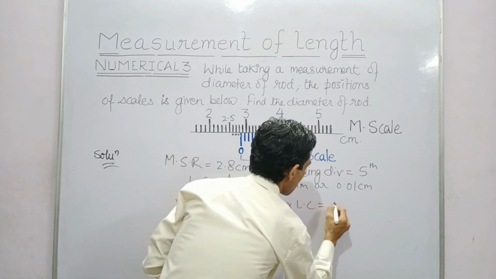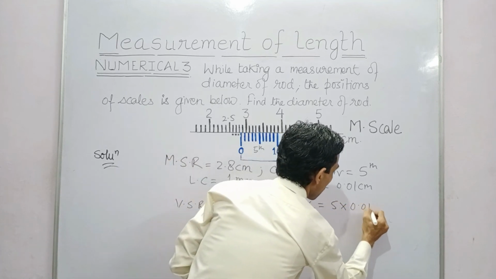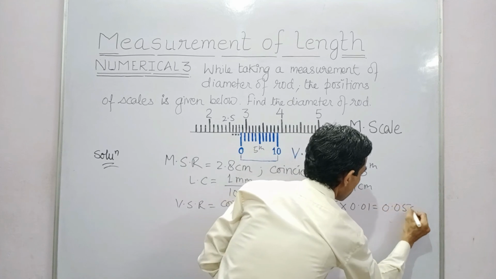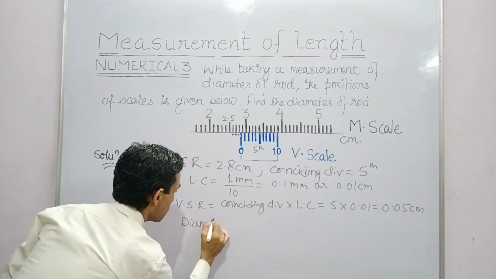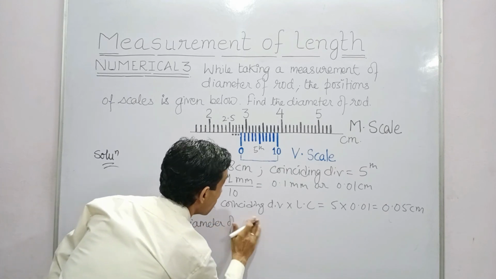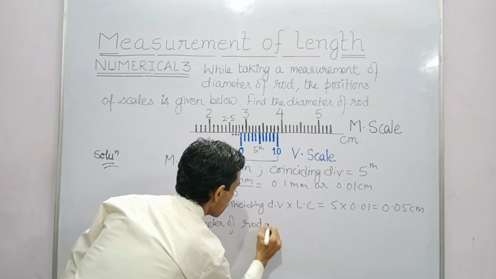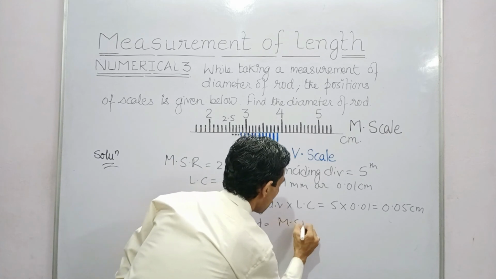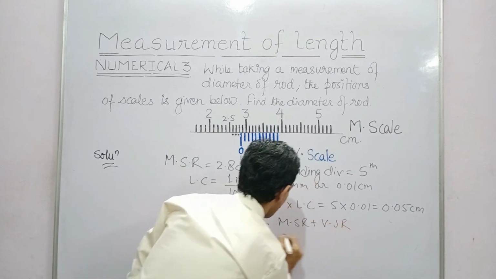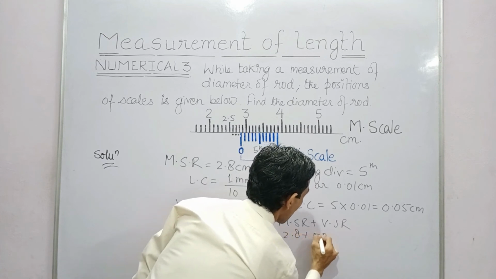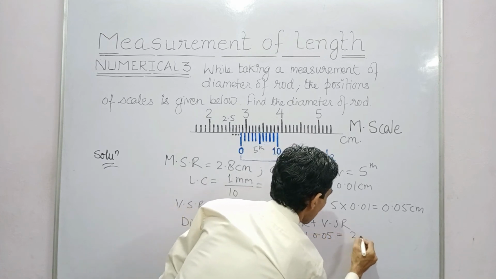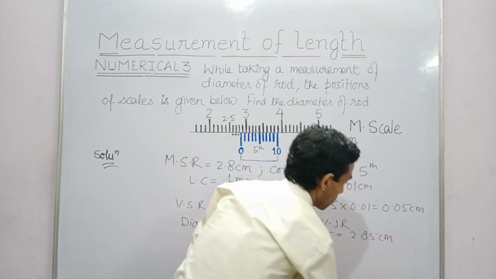Now we will find out the vernier scale reading, and this is coinciding division into least count. So coinciding division is 5, least count is 0.01, answer is 0.05 centimeter. So finally the diameter of the rod is main scale reading plus vernier scale reading, and this will give you 2.8 plus 0.05. The answer is 2.85 centimeter.